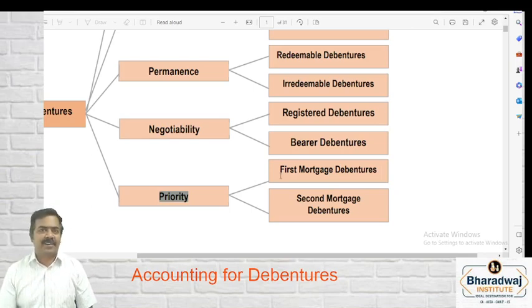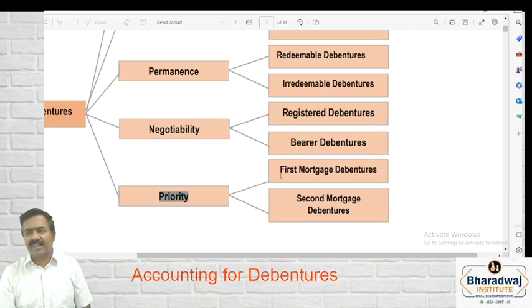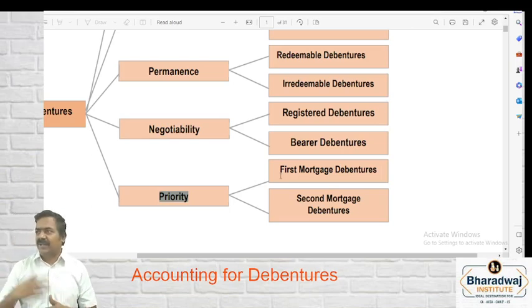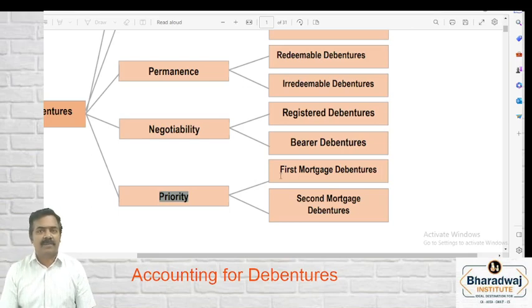Who will be paid first? Three people lent money on the same land: 1 crore, 50 lakhs, and 20 lakhs. I am not able to pay the money. The land is sold, then the court pays the money. To whom will the money be paid first?